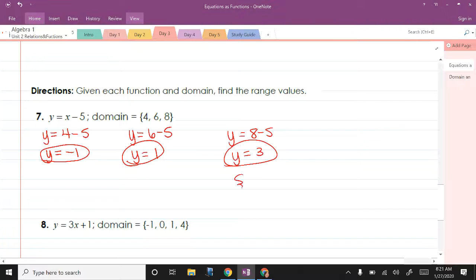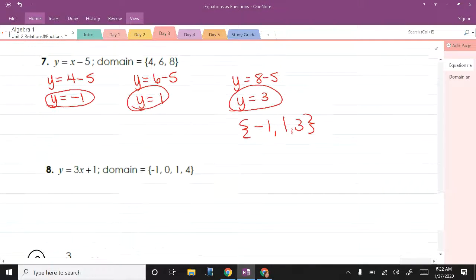Now, how do I list a range? Yeah, we do those little curly braces. And then how do I list them? Least to greatest. And this is a function, so it should not repeat. Well, the y's could repeat, but it's not going to unless it's a horizontal line. Negative 1, 1, 3 is my range. So you're just plugging them in. You're basically doing what you did with the table, except you're just showing your algebra and listing the y's instead of in the table. Okay? Questions?